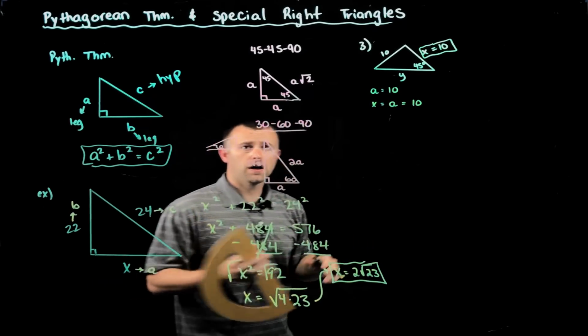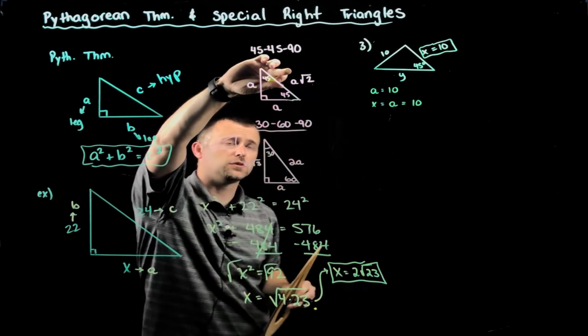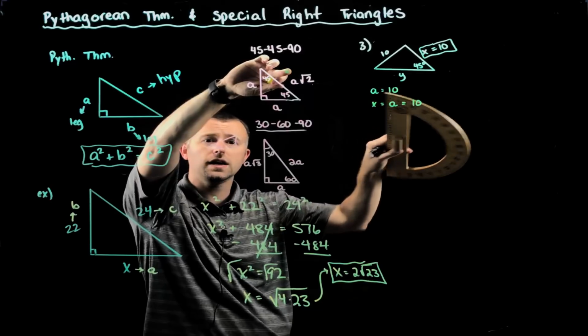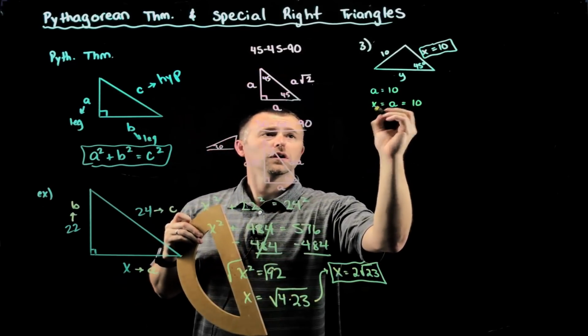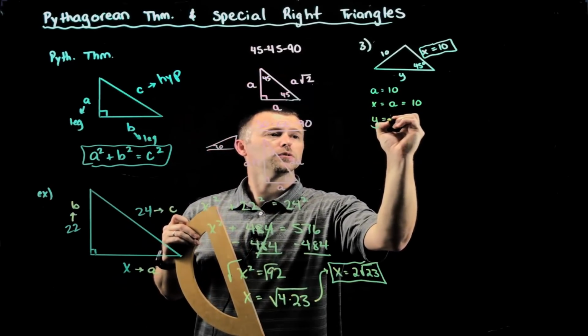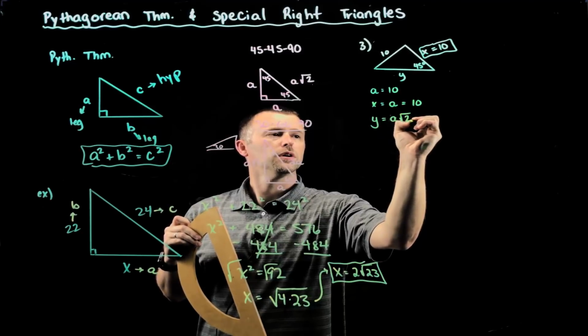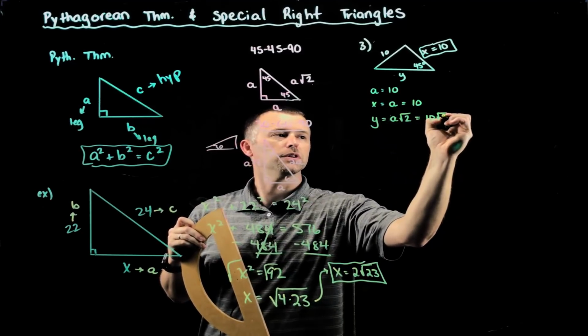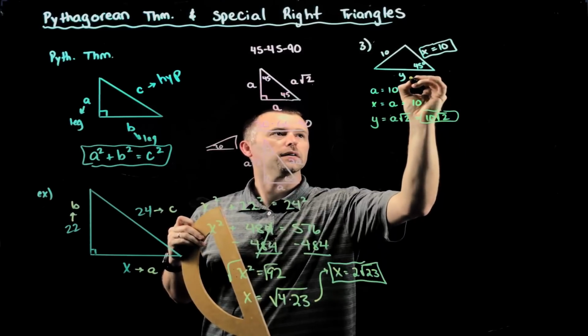Lastly, we're looking at the hypotenuse. Now you look over here, the hypotenuse is equal to A radical 2. Well, we know that A is 10, so Y is equal to A square root of 2, so that's equal to 10 square root of 2. So we have Y.